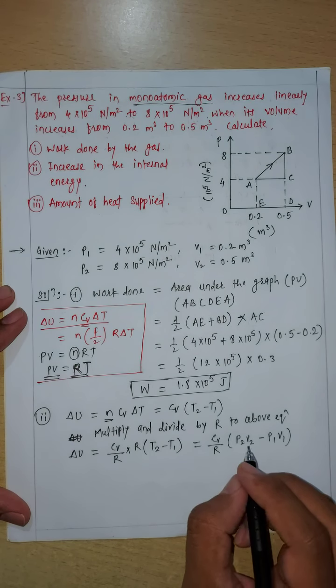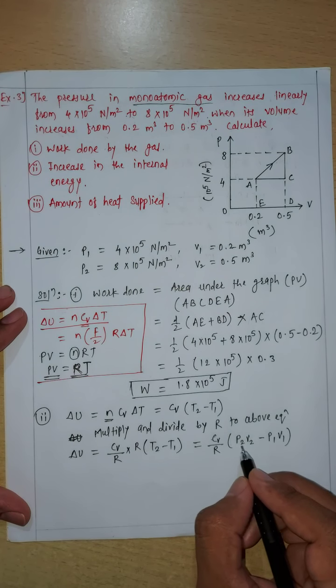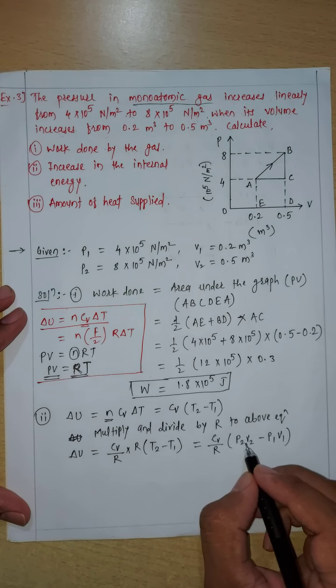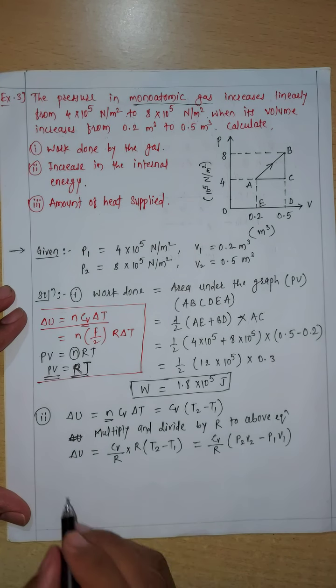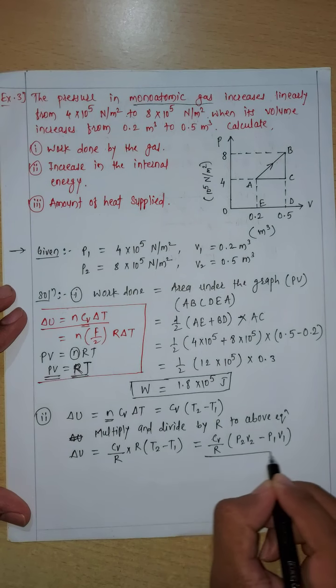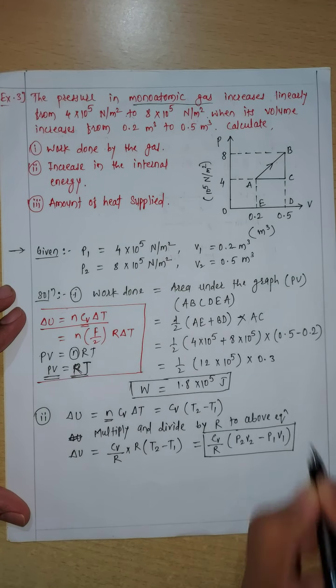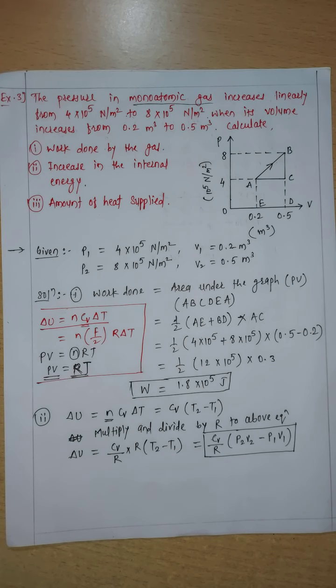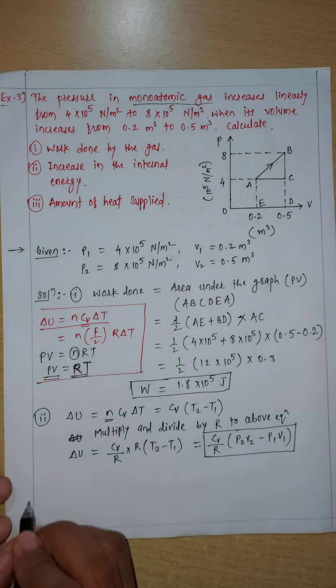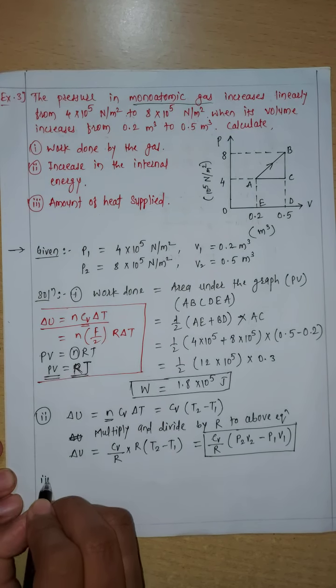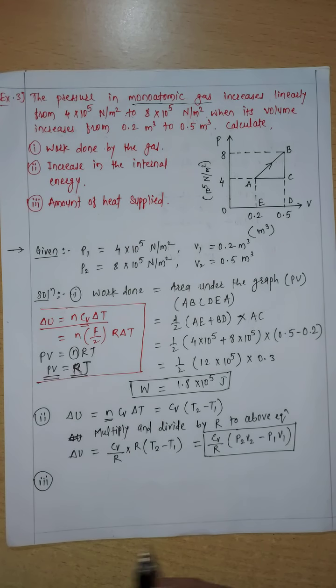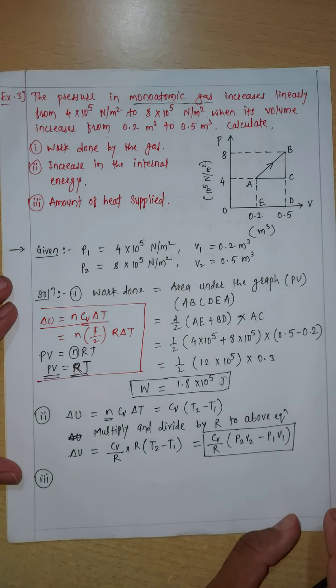Understand this formula. Now this Cv upon R into (P2V2 minus P1V1) is the increase in internal energy of that particular system. Understand this second question? Now we'll move further to the third one: the amount of heat supplied. So how much heat will be supplied?